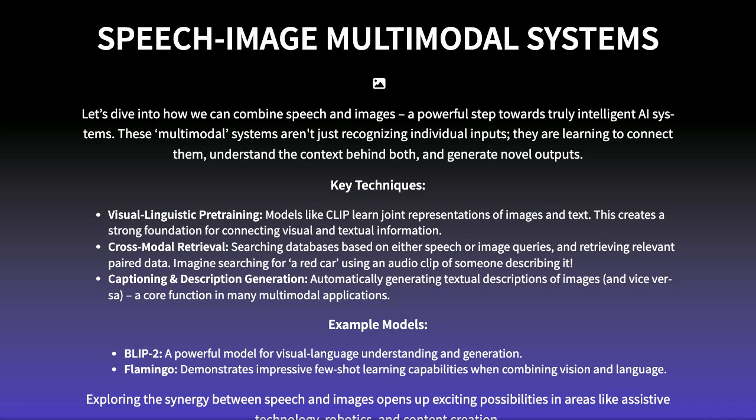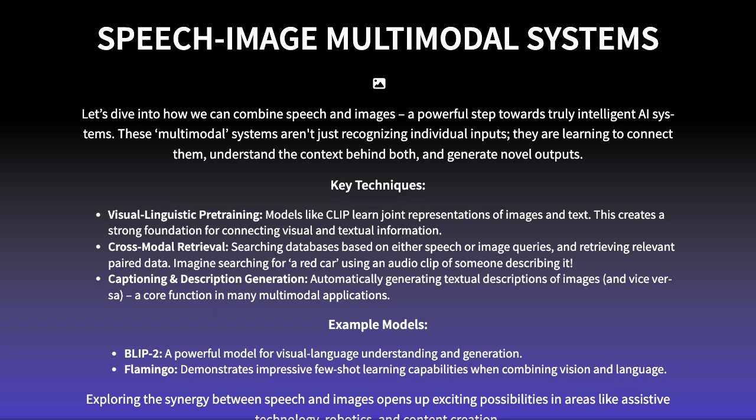Okay, so let's talk about combining speech and images. It's a really fascinating area. We're moving beyond just recognizing individual sounds or pictures. We want machines to understand the connection between them. Think of models like CLIP that learn how images and text relate to each other, creating a powerful starting point. We also have techniques like visual linguistic pre-training, where systems learn to represent both visuals and text in a shared space. It's about searching for things, a red car, for example, using either an audio clip or an image, and then retrieving the relevant data.